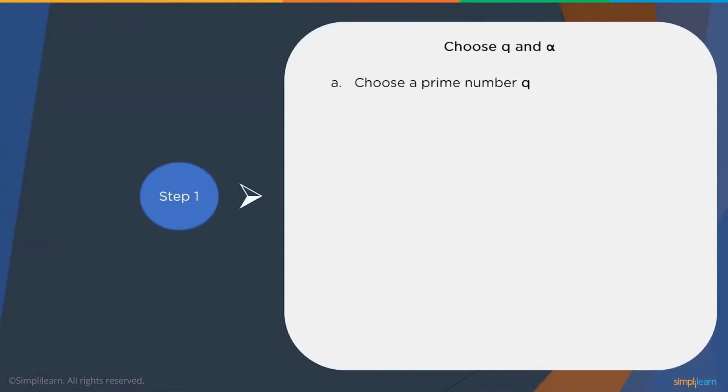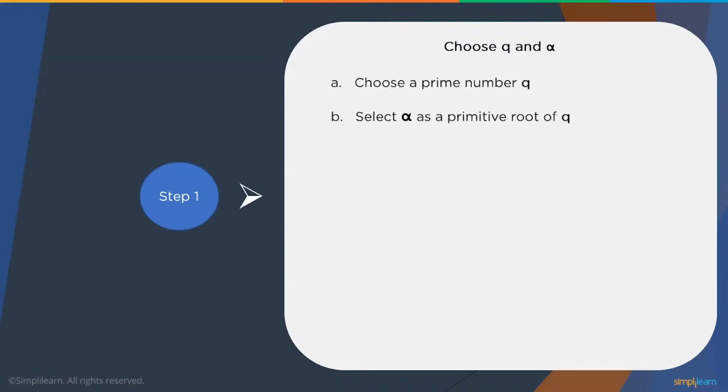First, we choose a prime number Q, which will stay consistent throughout the process. Once we have selected Q, we need to select a primitive root of Q and denote it by the symbol alpha. This alpha will be a primitive root modulo Q if every number co-prime to Q is congruent to a power of alpha mod Q.